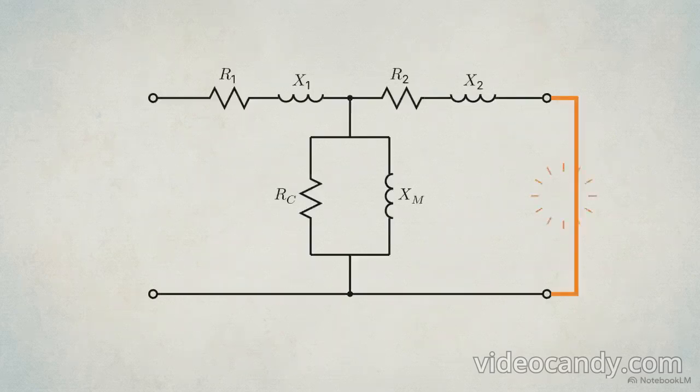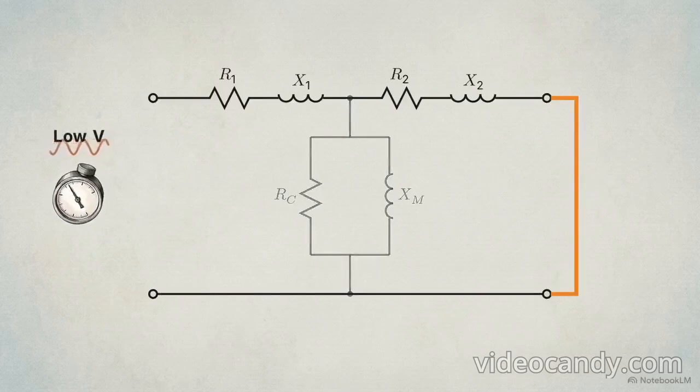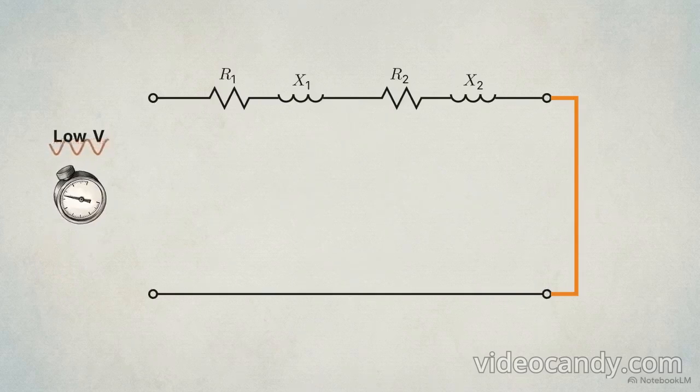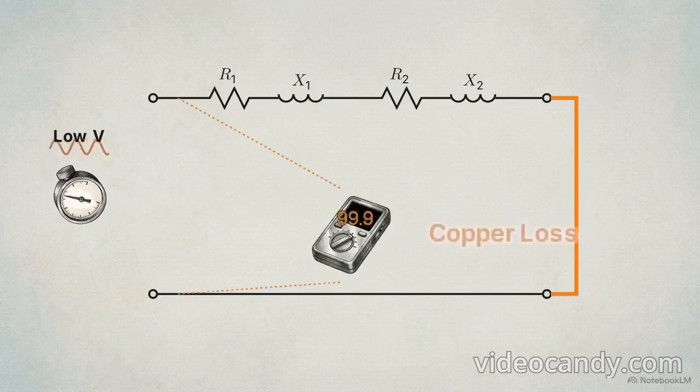This presents a final engineering dilemma. How do you accurately measure these internal resistances and reactances in a sealed physical transformer without subjecting it to a dangerous full load operation? The solution is the short circuit test. The secondary terminals are deliberately shorted together, and an incredibly low, highly controlled voltage is applied to the primary side.